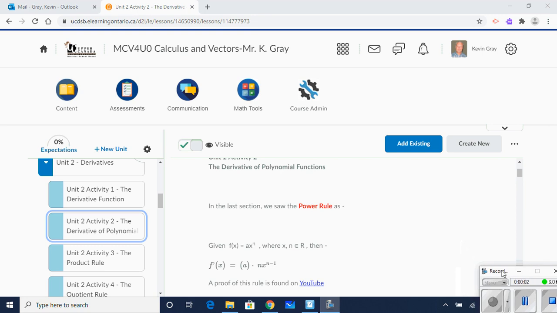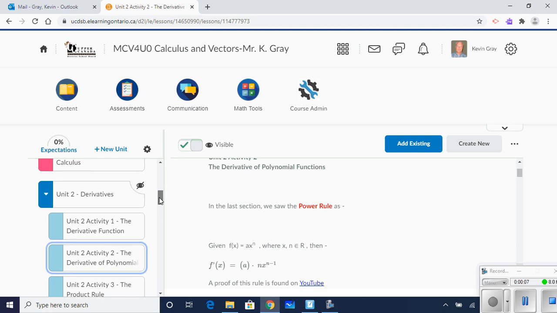Welcome everyone. Today's lesson is about the derivative of a polynomial function. It's found in chapter 2, activity 2 or section 2, the derivative of a polynomial function.